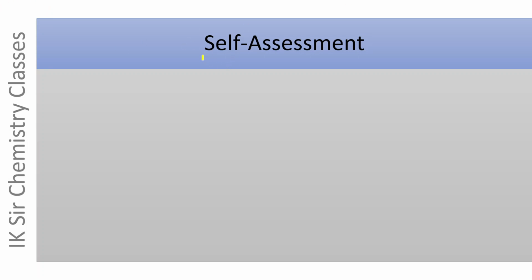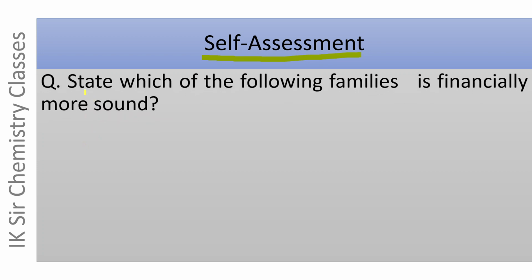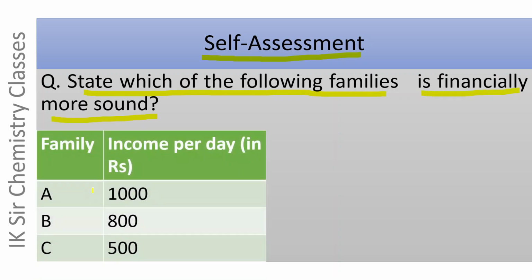A question has been given for the self-assessment here. State which of the following families is financially more sound. There are three families, A, B, and C, and their income per day in rupees is given here. Family A has income rupees 1000 per day. Family B has income rupees 800 per day, while family C has income rupees 500 per day. On the basis of these data, we can be tempted to conclude that family A is financially more sound, but it is not true. We must consider the number of family members which are supported by this income.